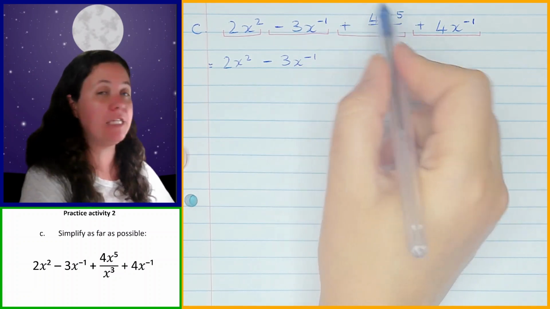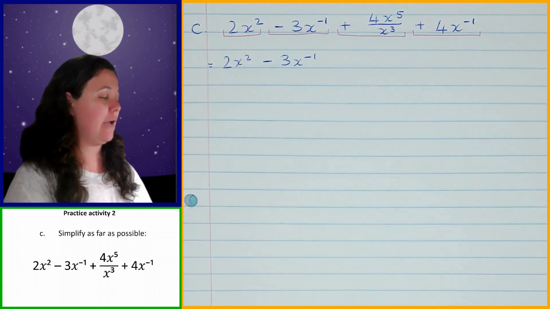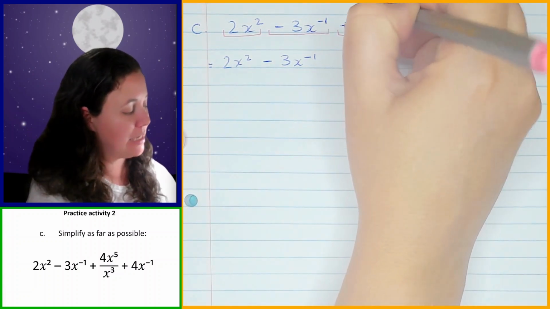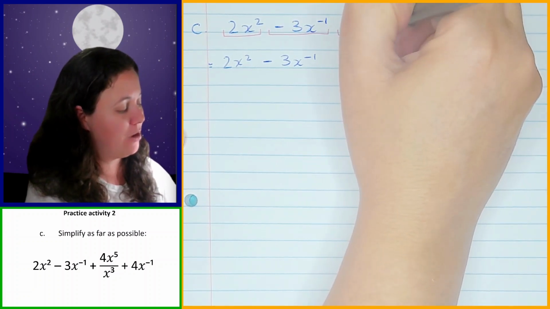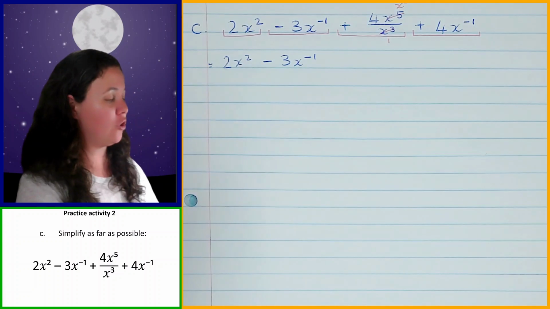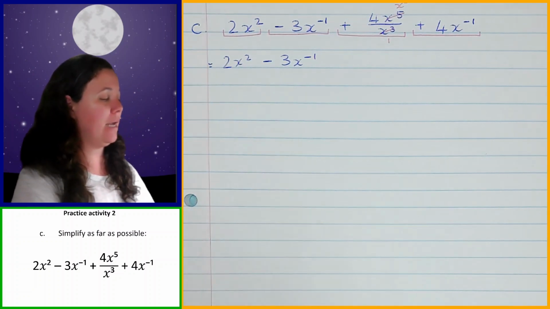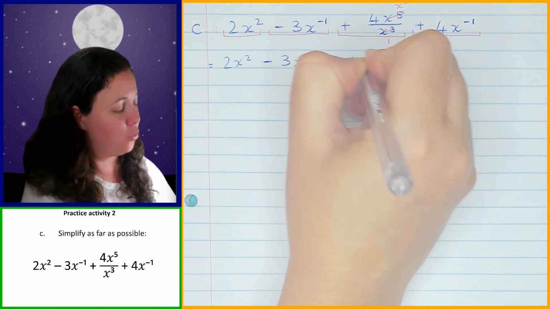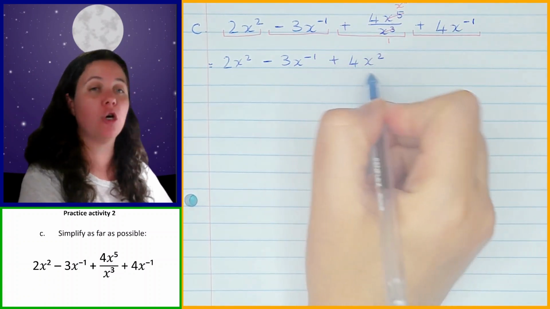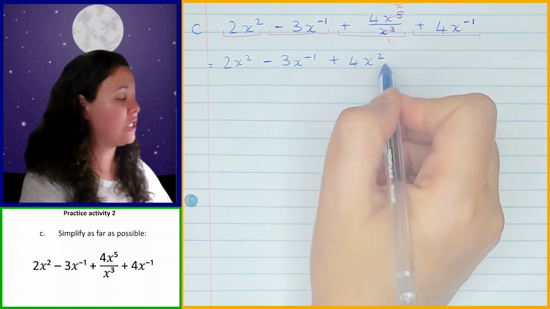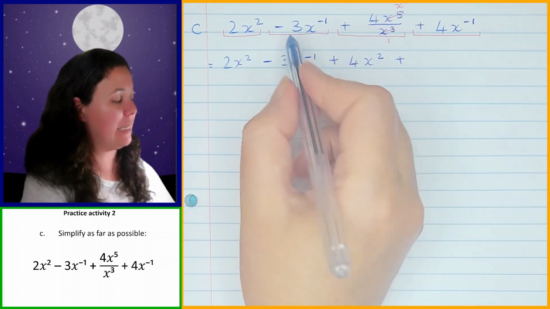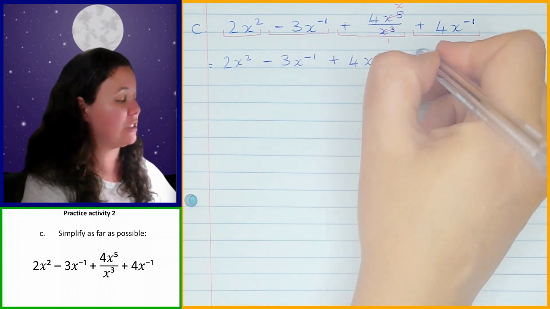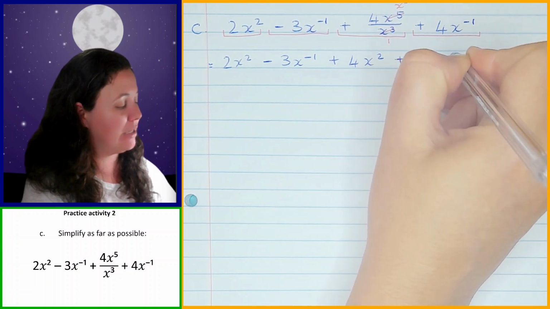But this I need to go and simplify. So over here I've got x cubed and x to the power of 5, that changes to 1. This becomes x to the power of 5 minus 3, which is 2. So you should have got 4x squared over 1, which is just 4x squared. Remember, when your denominator is a 1, you don't need to write it. That's just 4x squared. And then plus, again, the same thing with this one as with that one. I'm not going to change it. I'm going to keep it as 4x to the power of negative 1.